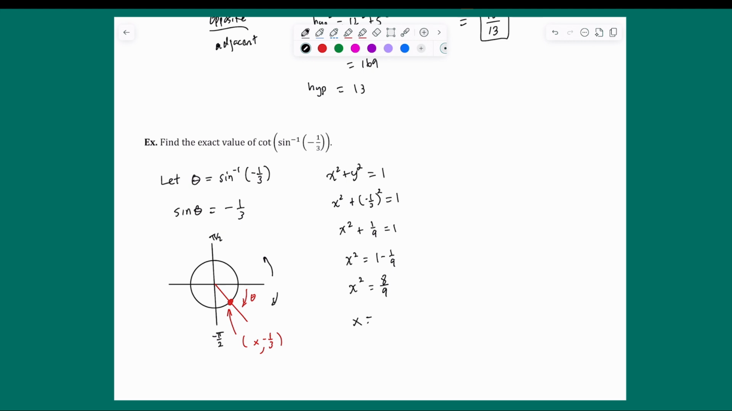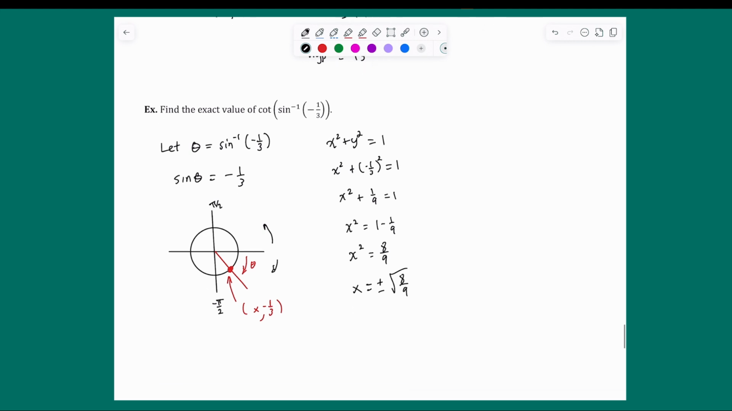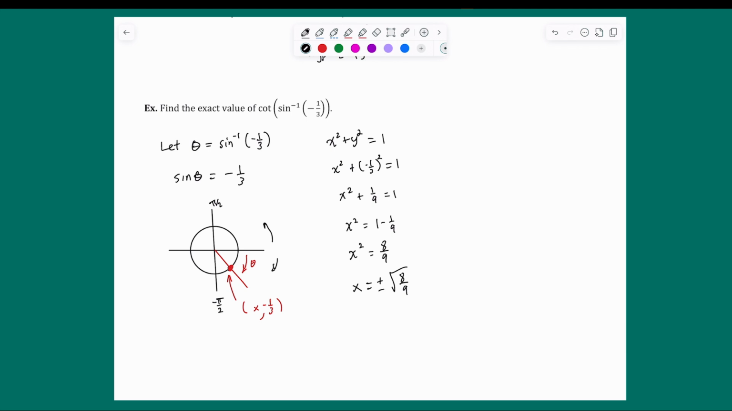So take the square root of 8/9. And so we know, since it falls in quadrant 2, that our x coordinate is going to be positive. So this answer here would be the positive of it. And not only that, square root of 8 over 9 is the same thing as radical 2 times radical 2 over 3. And so now we know x is 2 root 2 over 3.